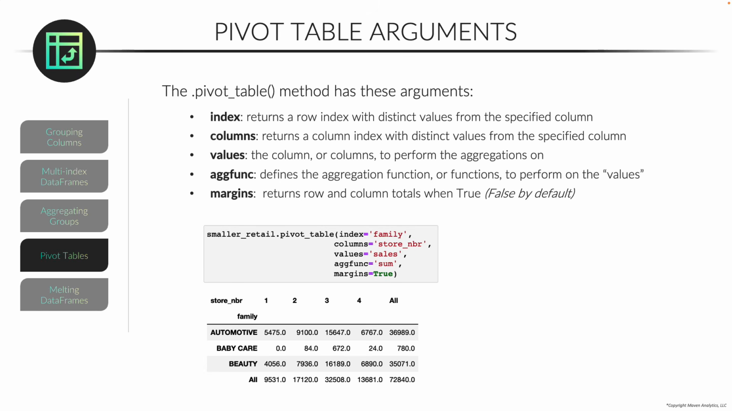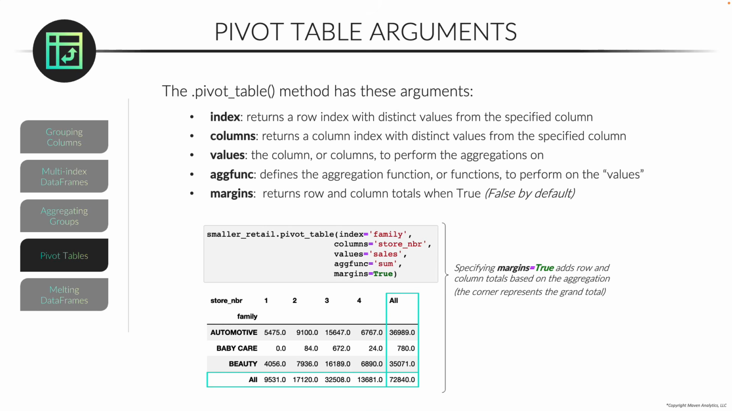Now let's take a look at adding margins to our pivot tables. Here, by specifying margins equal true, we're able to add margins, which give us nice row and column level statistics. If we look at our column on the right-hand side, automotive has the highest sales of all of our product families. And if we look at the bottom row, we can see that store number 3 had the highest value of sales across all of our stores. So specifying margins equal true will add these margins that give us these row and column level statistics, with the corner being the grand total.